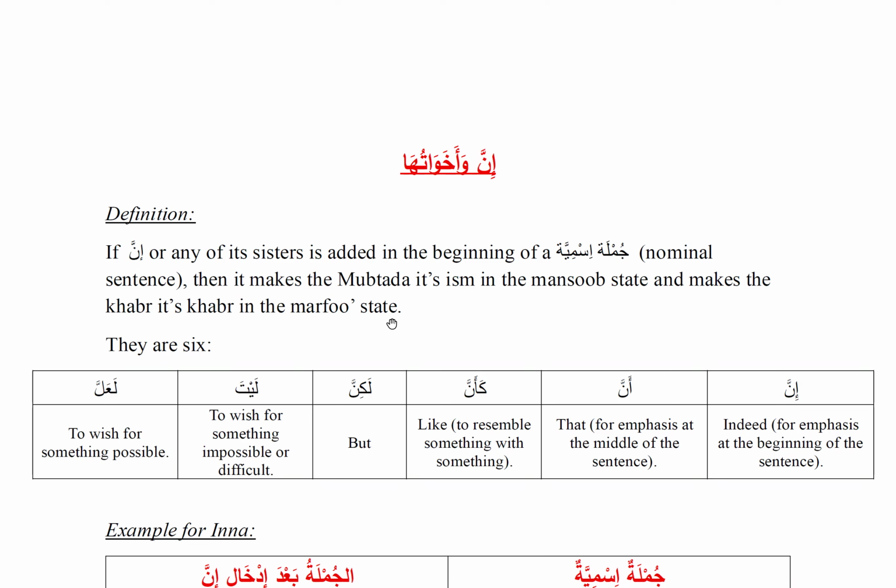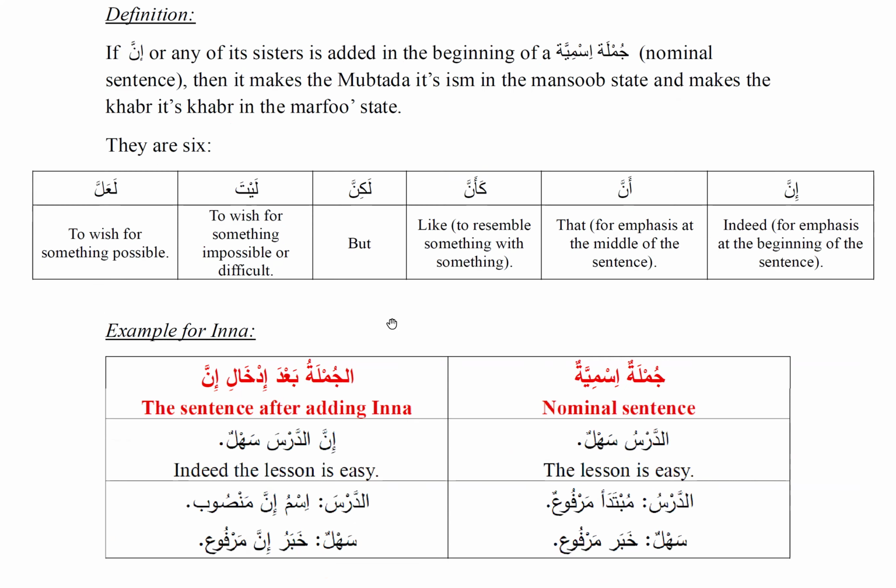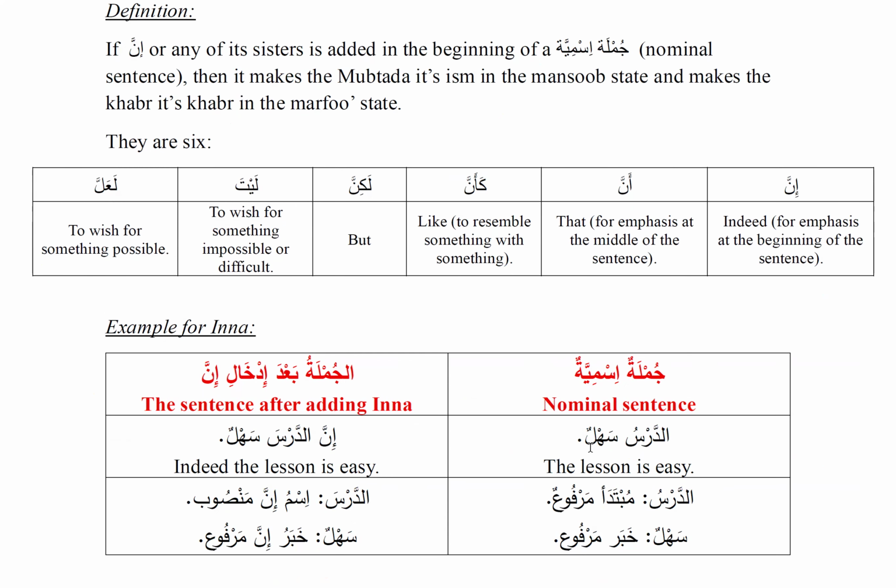So if there is a jumla ismiya, and jumla ismiya, as we've learned, is a sentence that begins with a noun and it has mubtada and khabar. For example, ad-darsu sahlun. This is mubtada, this is khabar. So according to the definition here, if inna or its sisters is added at the beginning of jumla ismiya, then the mubtada, which is ad-darsu, becomes the ism of inna in the mansoob state.